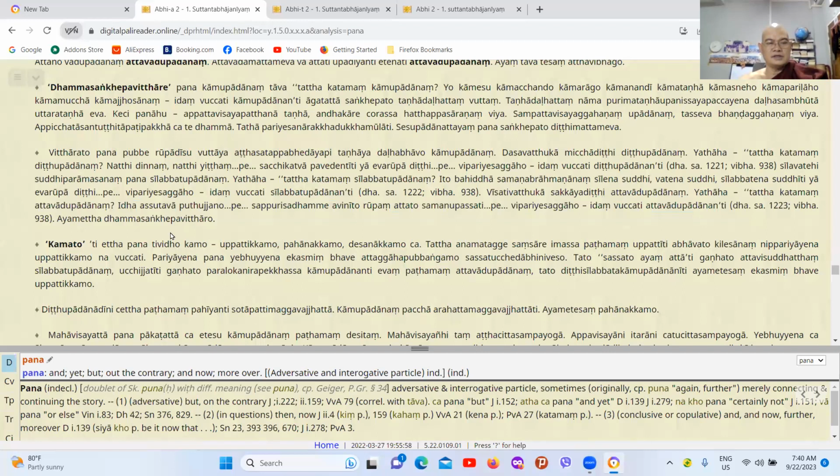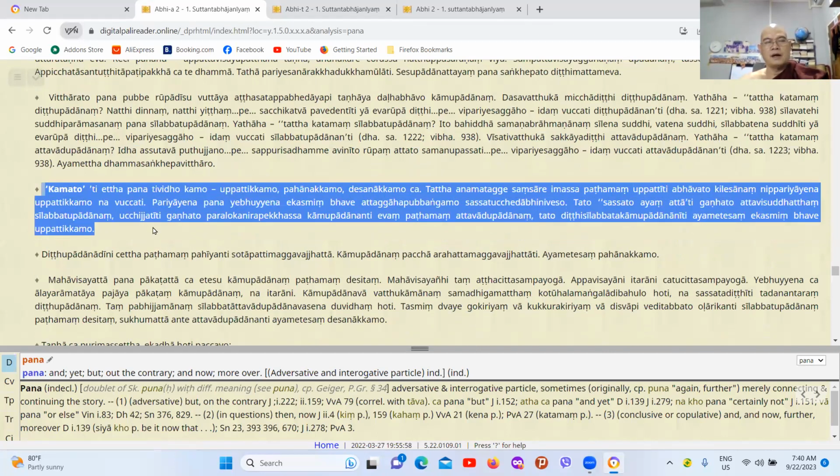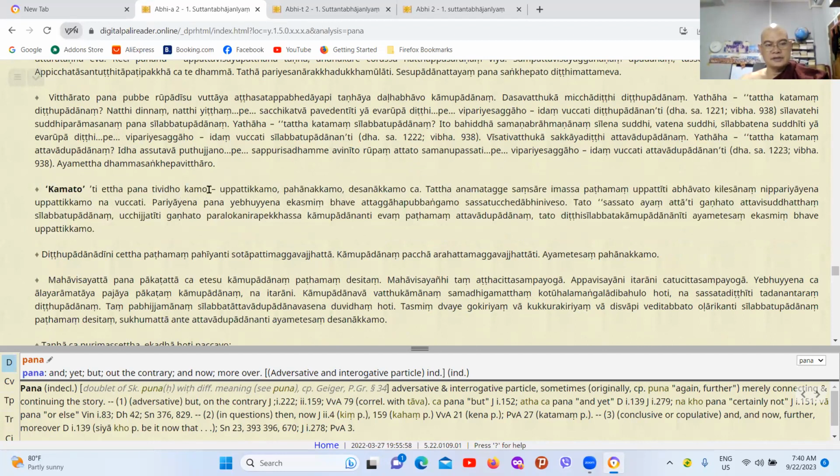As to order, how could we understand the four upadana as to order? Here we have three kinds of order: uppattikkama, pahanakkama, desanakkama. Uppattikkama, the order of the arising of these four. Pahanakkama, the order of the abandoning of these four. Desanakkama, the order of the teaching of these four. Which order is referred to, we have to know here.